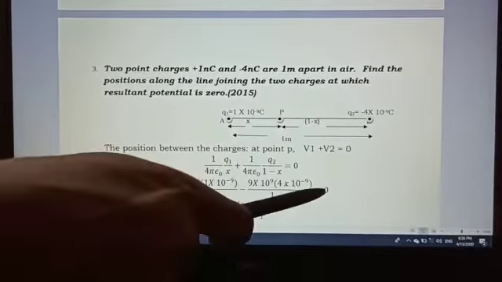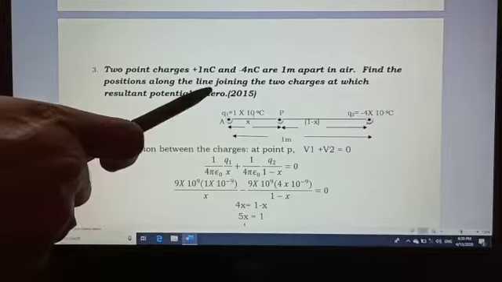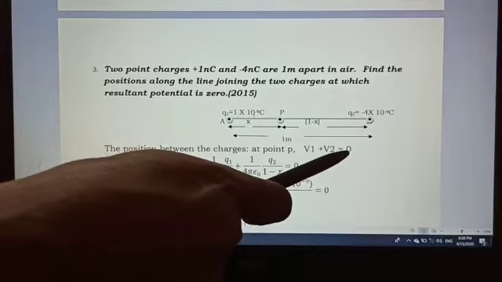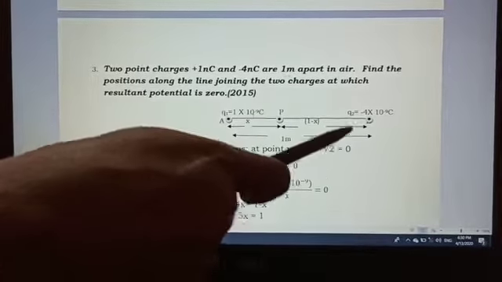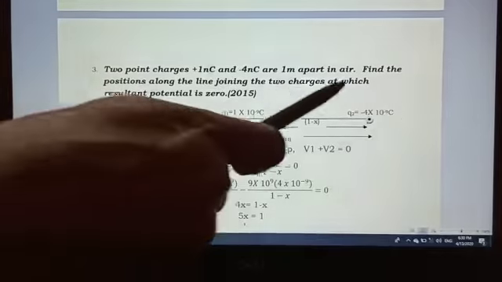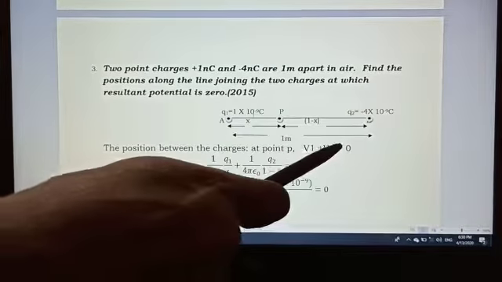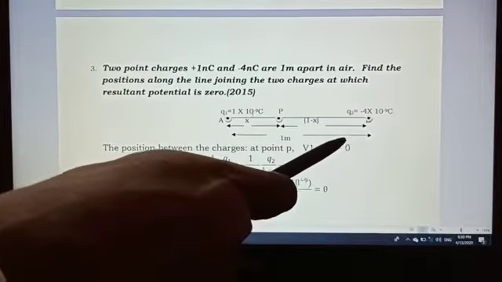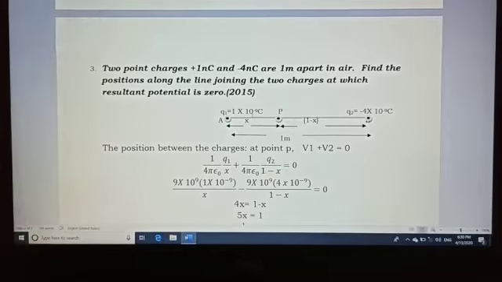So you already know that V1 plus V2 is nothing but V. V is what is given here? 0. It is equal to 0. V1 plus V2 is the potential of this side and the potential of this side. On adding these two things, what we will get is 0. That is what the problem is asking here.